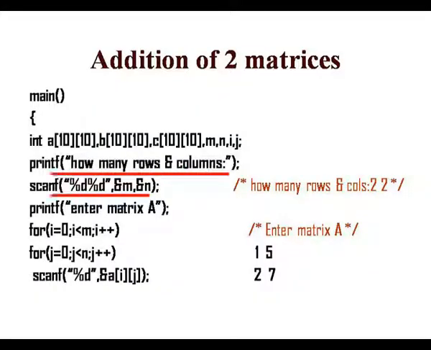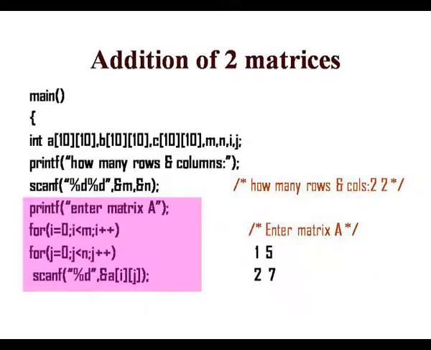The maximum size I have given is 10 by 10, and m, n, i, j are 4 integer variables. So, first I have to define the dimensions. Dimensions are how many rows and how many columns. So, 2 rows and 2 columns are there. So, first I am entering the first matrix.